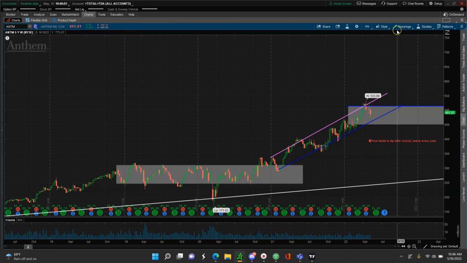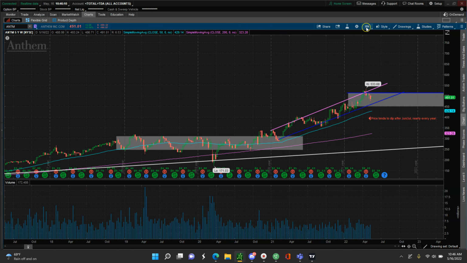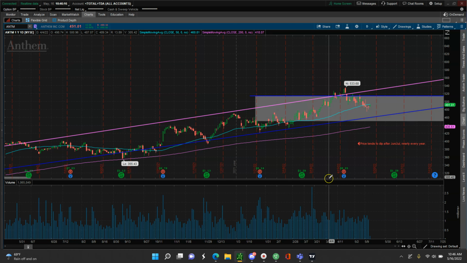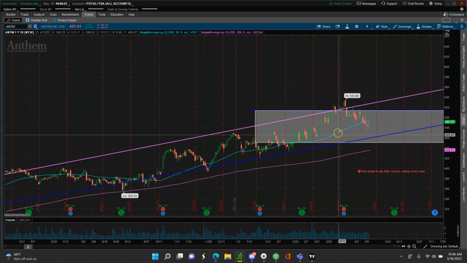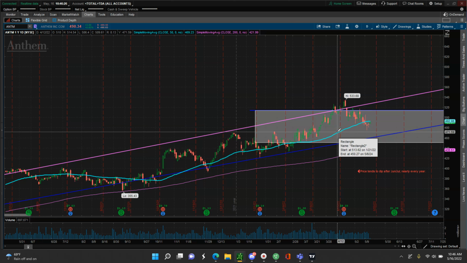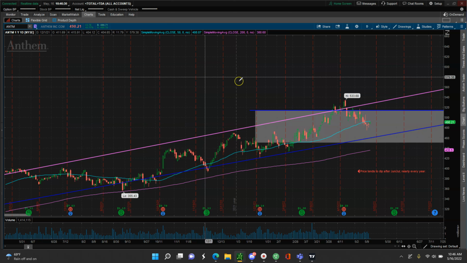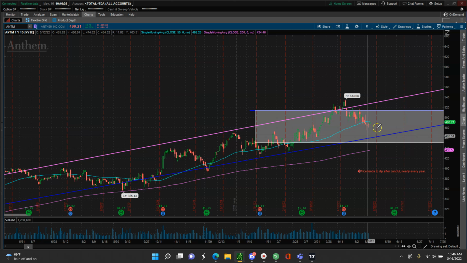Let's take a look at the daily chart, and I'm going to put my 50 and 200 on here, and we'll go with a year. All right, so you see the price has crossed below the 50-day moving average, and it's testing it to the upside right now, and it hasn't been able to get back above this 50-day moving average since it fell below it several days ago.